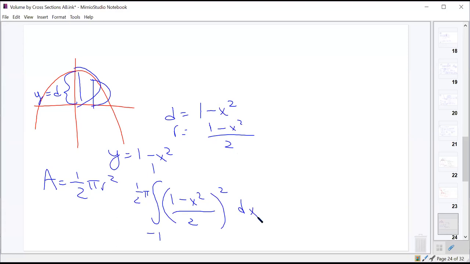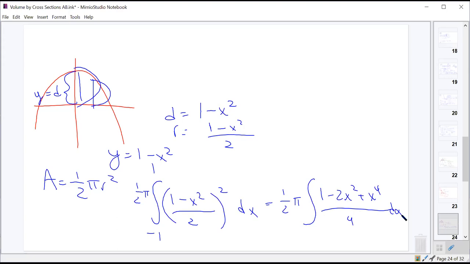And then since I can distribute that square to everything, that becomes 1/2 pi times the integral of 1 minus 2x squared plus x to the 4th over 4 dx. And then the 1/4 that's there can be pulled out and make this a pi over 8 out in front. And then that integral should be pretty straightforward, I think. Is that good, or do you want me to finish the integral?